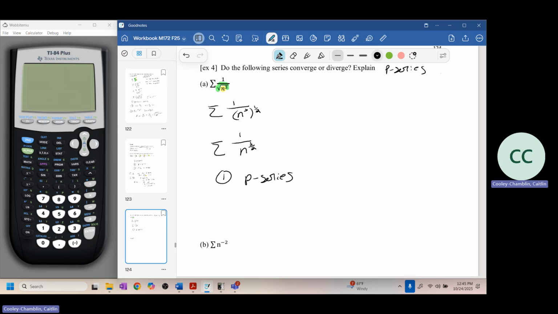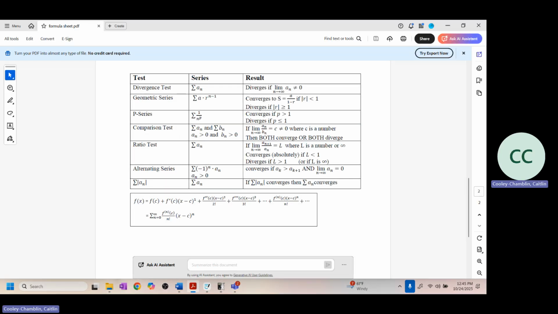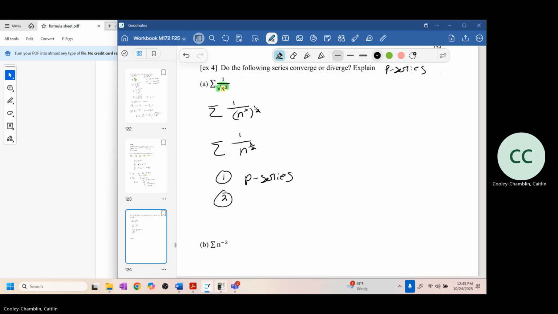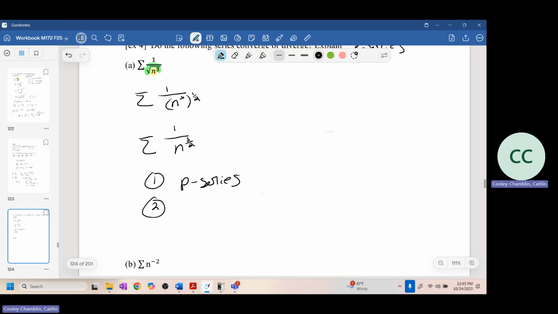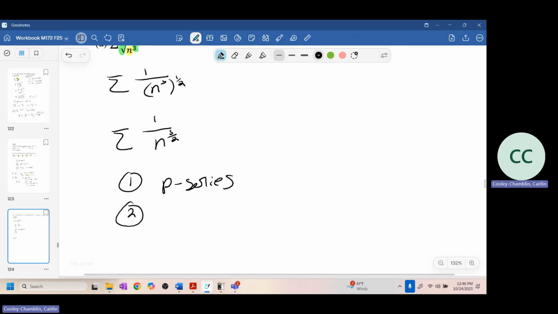So I can know. Remember, 3 parts. 1, what tests are you using? We're using the p-series test. 2, the p-series, going back to our form, says it converges if p is greater than 1 and diverges if p is less than or equal to 1. I'm just going to make this larger. We're going to zoom in again. So here, my p is equal to 3/2.